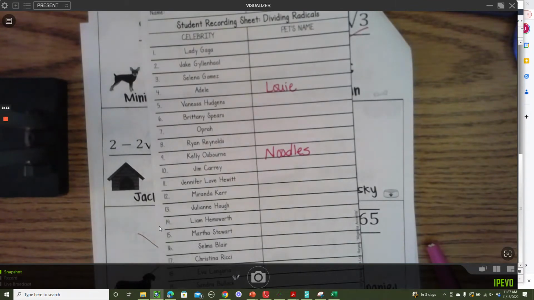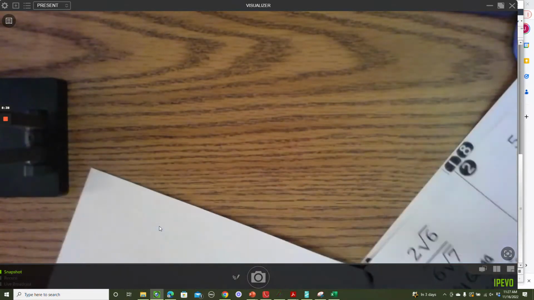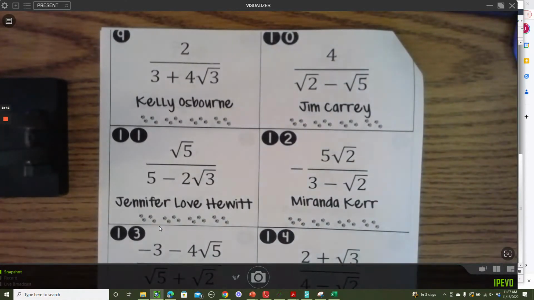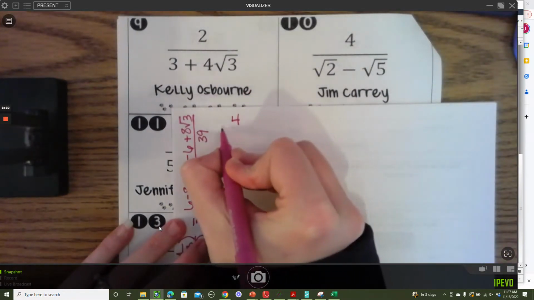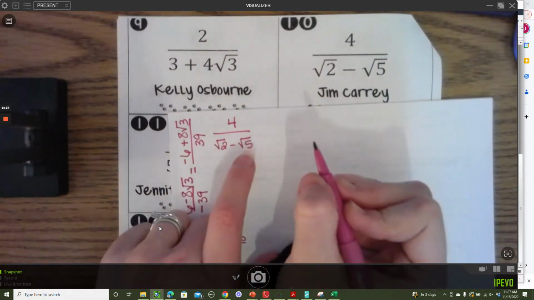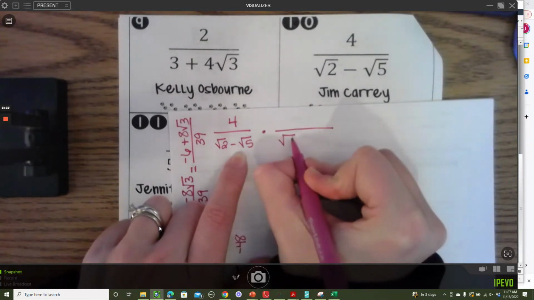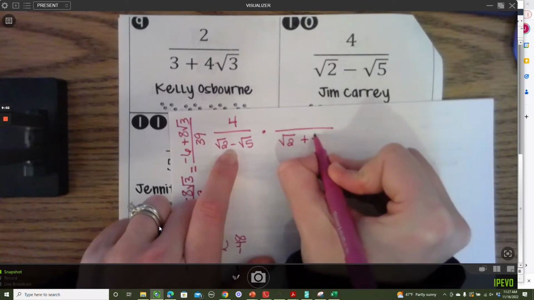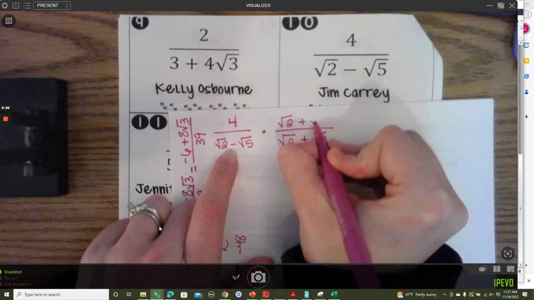All right, we're going to do number 10. We're going to do Jim Carrey now. Okay. So we've got 4 over square root of 2 minus the square root of 5. So again, anytime there's that addition or subtraction, we're going to multiply by the conjugate, flip the sign in the middle, and whatever you do to the bottom, you have to do to the top.